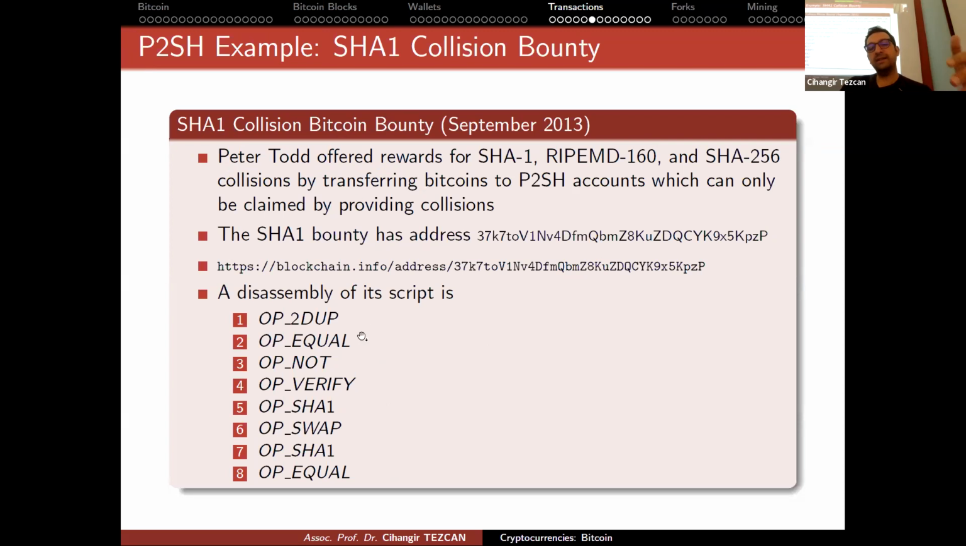So as an input, you have to provide two things, right? Since it is a collision, you have to put two different inputs and they should give the same SHA-1 output. This is what we call a collision. So you have two different inputs and their SHA-1 results are the same. So let's look at what happens.